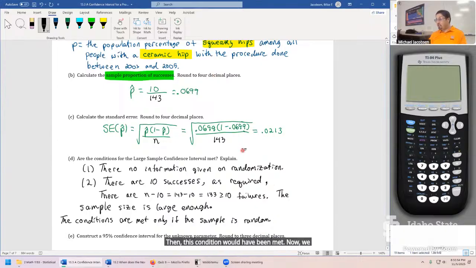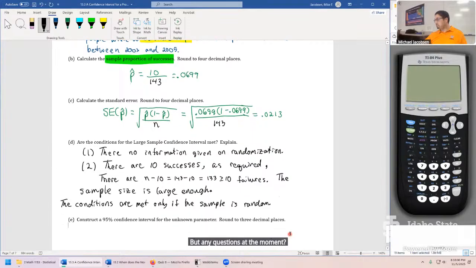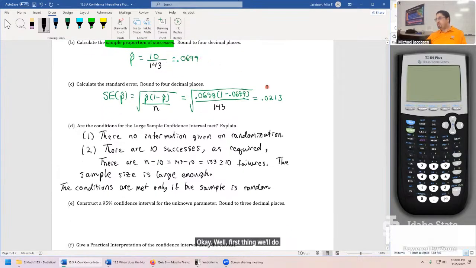Now we're going to put it all together and compute the entire confidence interval itself. But any questions at the moment? Okay. Well, first thing we'll do is we're going to need these two values and a third value.